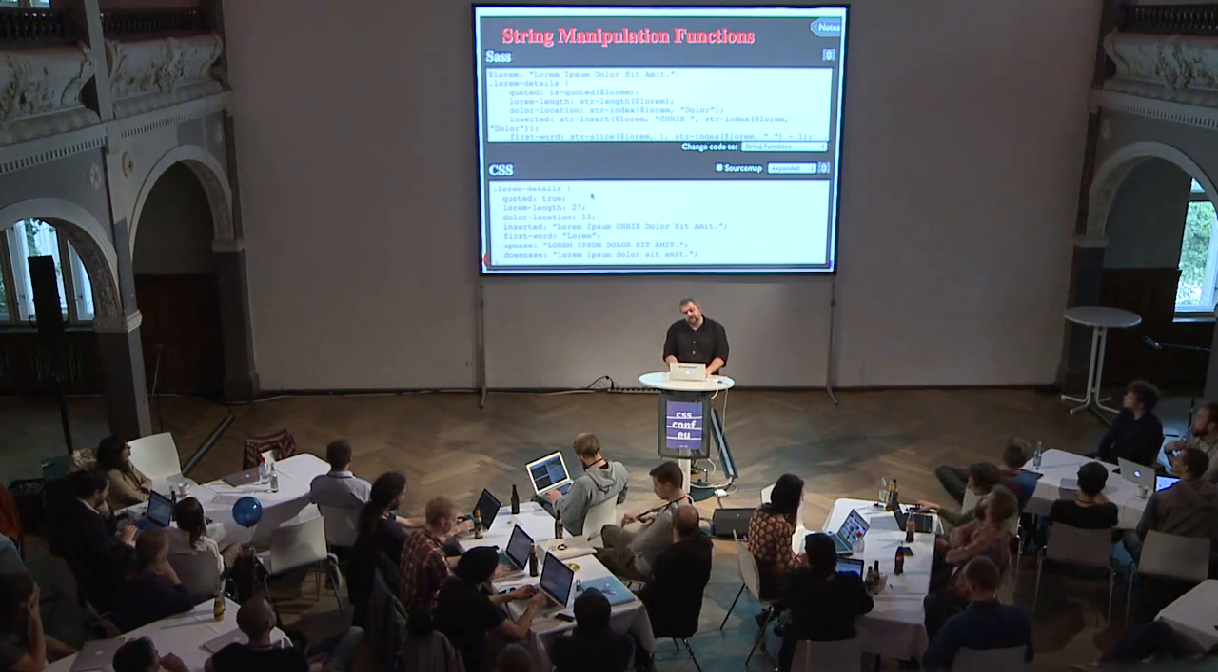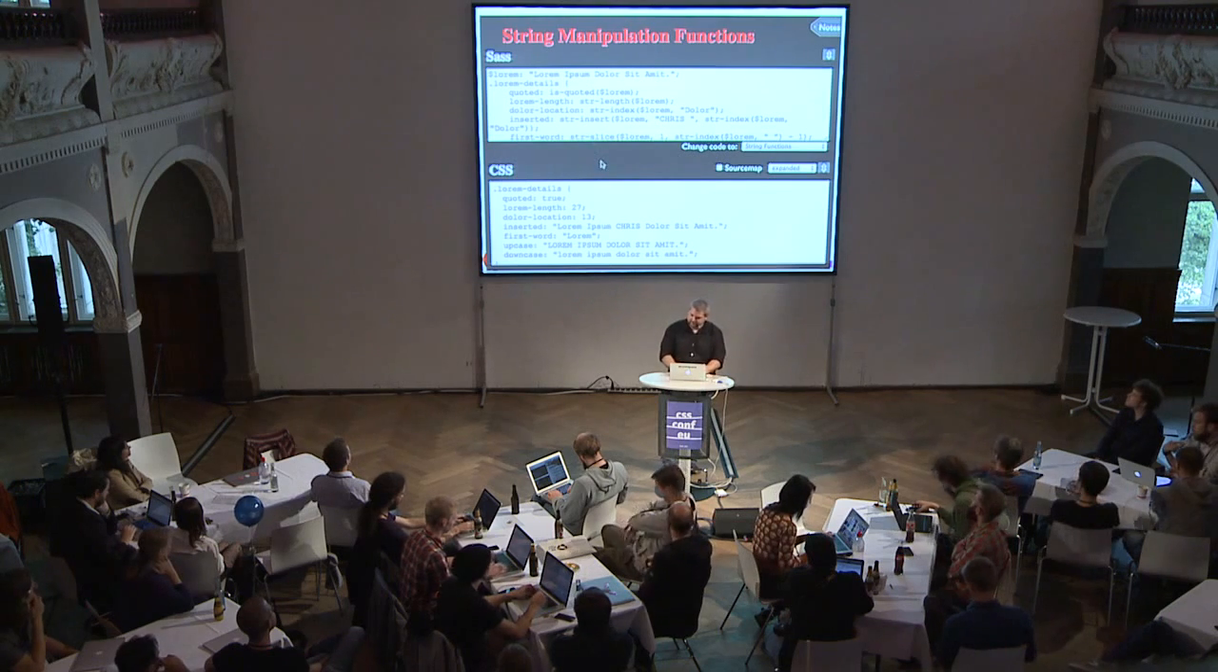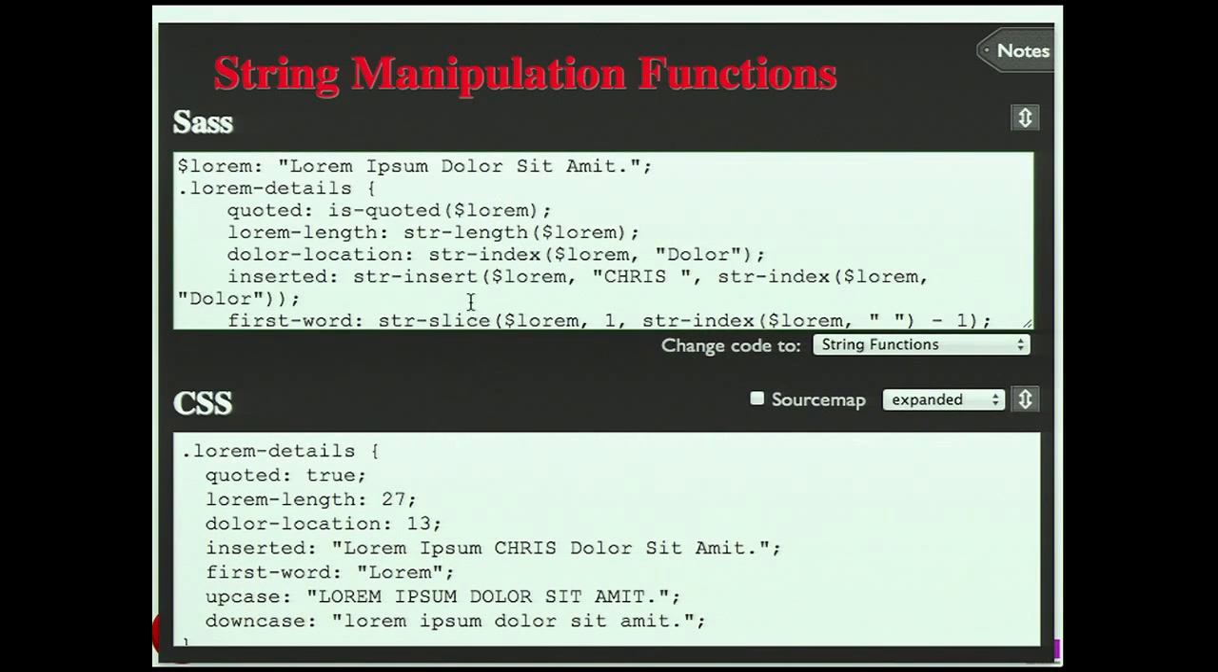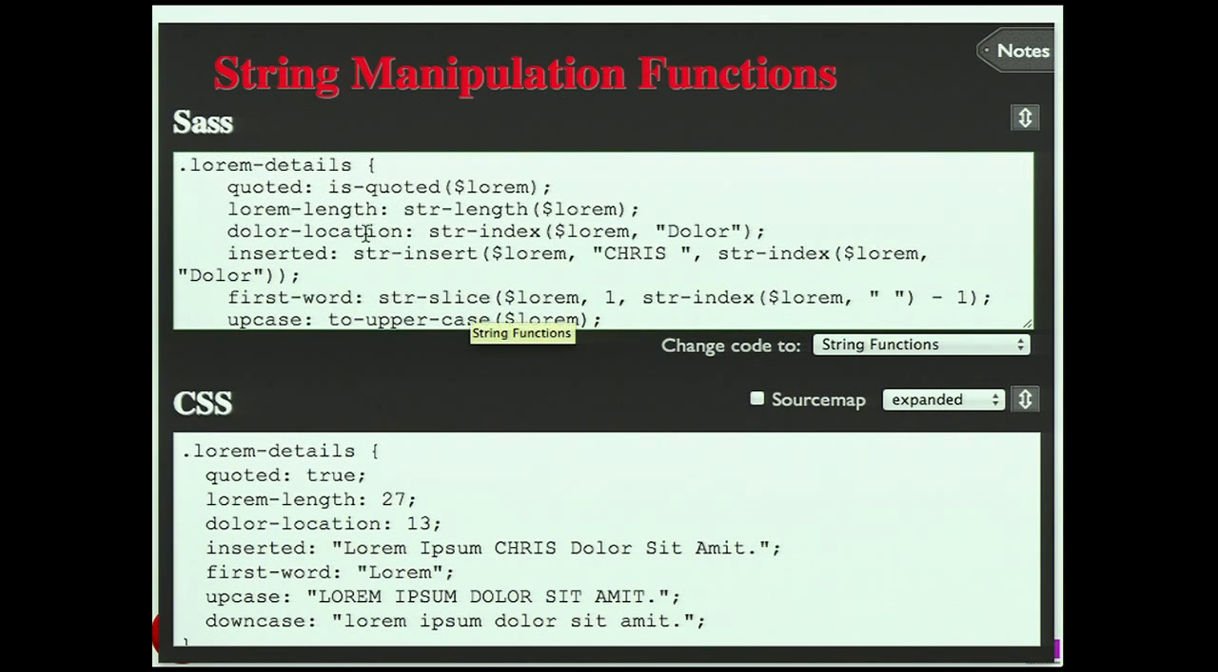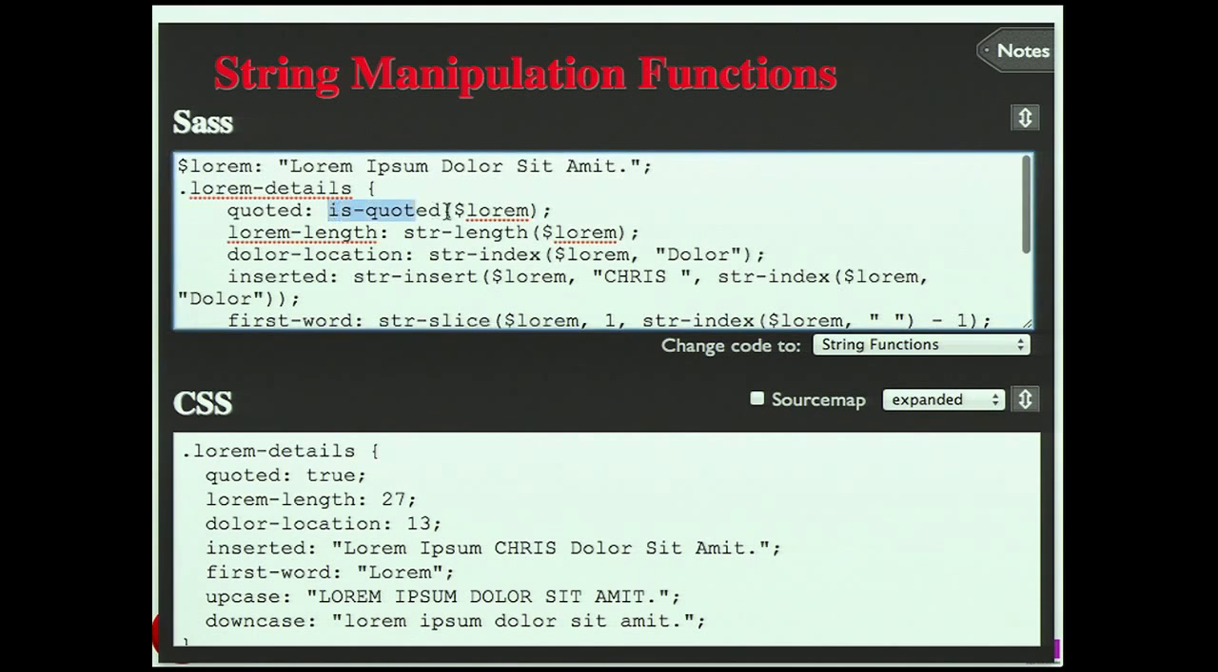So we added a bunch of new string manipulation functions. I just wanted to walk you guys through some of the cool things you can do with strings now. For instance, you can check if a string is quoted. Strings with quotes will return true. You can ask for the length of a string with str length. So that's 27 characters long. You can look for a substring within a string now using the string index function. So we found that at character 13.